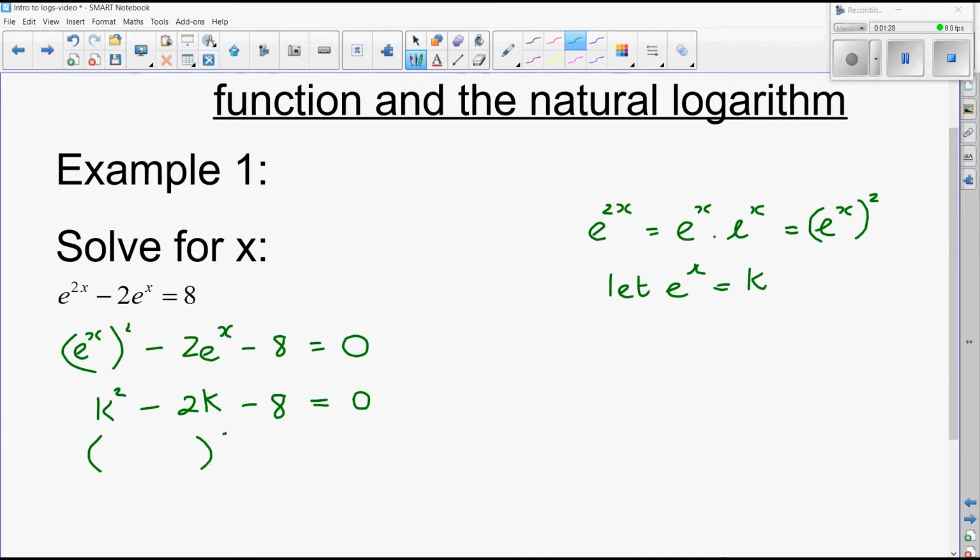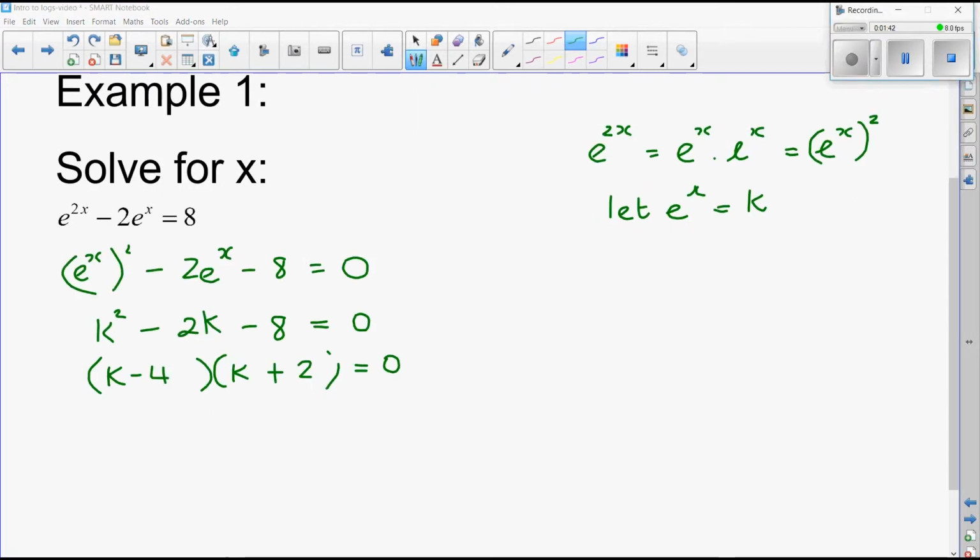This can be factorized quite easily. The factors of 8 that we need will be 4 and 2. So we have k minus 4 multiplied by k plus 2 equals 0. I now know that either k equals 4 or k equals negative 2. So I replace k with e to the x, because initially I said let k equal e to the x. So I have that e to the x equals 4 or e to the x equals negative 2.